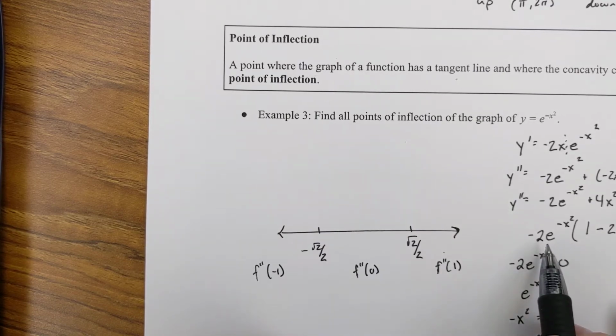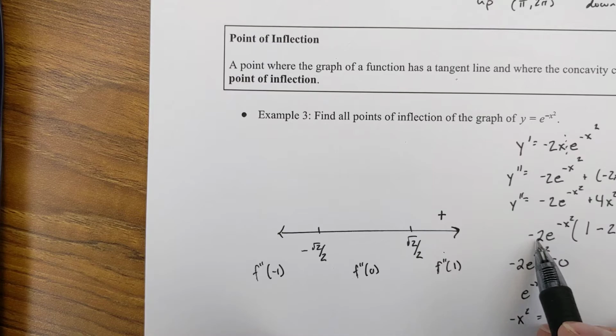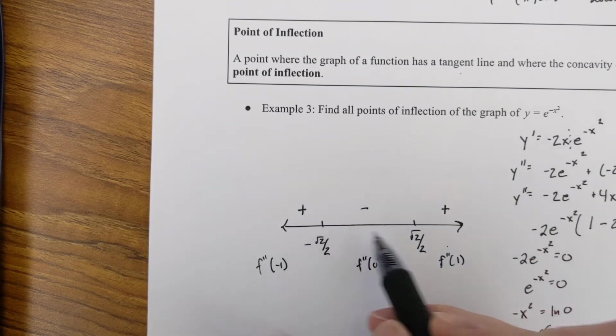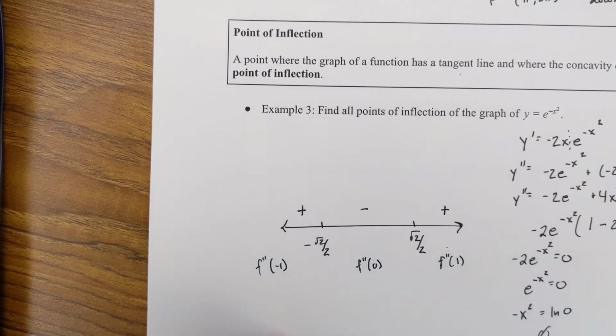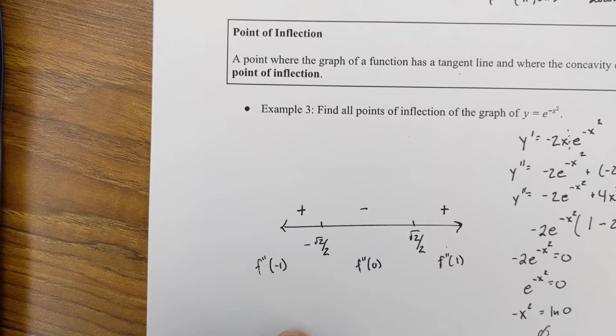If I plug 1 into my second derivative, I get negative 2 times negative 1, so I get a positive number. If I plug negative 1 in, I get negative 2 times negative 1 squared, so it's the same thing, it has to be positive again. If I plug 0 in, I get negative 2 times 1, so I get negative. So I have two inflection points, one at negative root 2 over 2, one at positive root 2 over 2, because that's where things change sign.